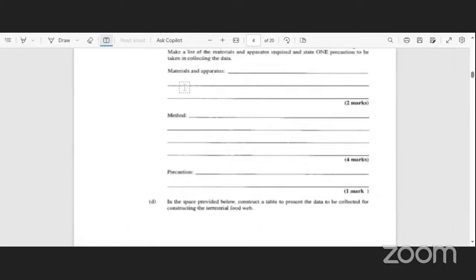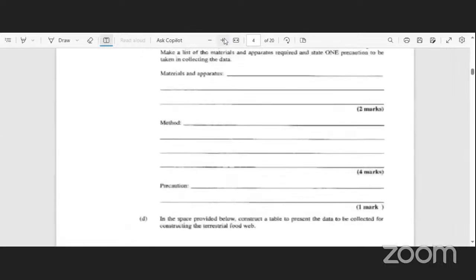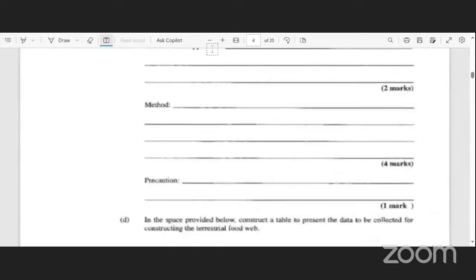All right, so now we need a method, right? So you need to write up your method in order to state how you went about collecting the organisms present in the food web. So first thing first, if we're going to look at the plants, remember you guys suggested earlier that we could use the quadrat in order to collect the data for the plants. So if we're looking at the plants, how do we use a quadrat in order to collect data on plants? How do we use the quadrat?